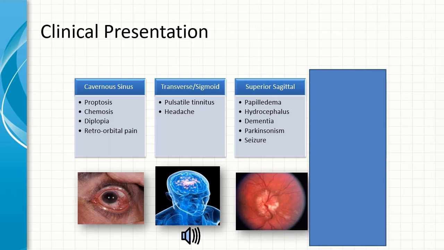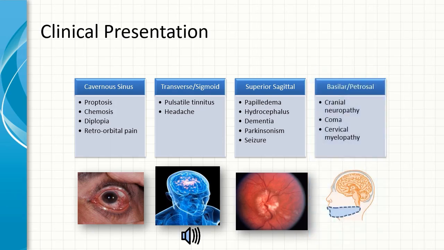The superior sagittal sinus dural AV fistulas may present with more global symptoms. They may have papilledema due to increased venous hypertension, hydrocephalus, dementia and Parkinson's rarely, or seizure. If it is a basilar or petrosal venous dural AV fistula, cranial neuropathies are common. Coma has been described, as has been cervical myelopathy.